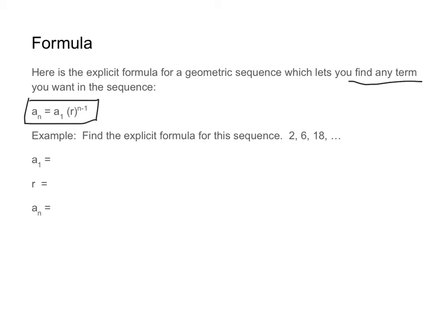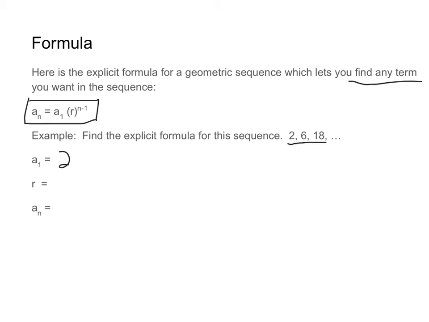Okay? So here's our example. We're going 2, 6, 18, and so on. So first, a sub 1, that's my first term. Well, the first term there is 2. Sometimes it's hard to find r in these. You have to think about, well, what's being multiplied or divided each time? If it's getting bigger, then we're multiplying. In this case, from 2 to 6 to 18, you can probably figure that out in your head.